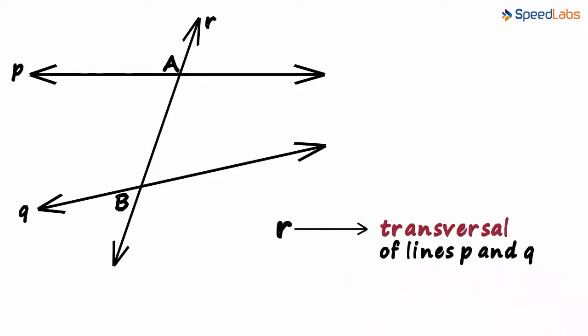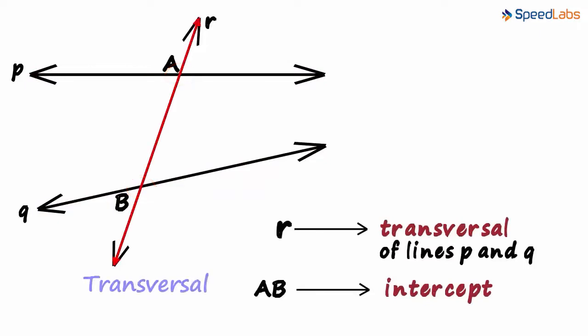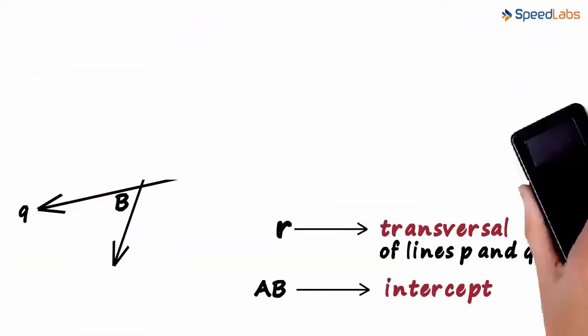Also observe that there is a segment formed in between, segment AB. The segment AB is called the intercept. These lines P and Q may or may not be intersecting. It doesn't matter. As long as another line intersects them at two distinct points, that line will be called the transversal. Now here's an interesting diagram for you to know if you've really understood the concept of transversal.